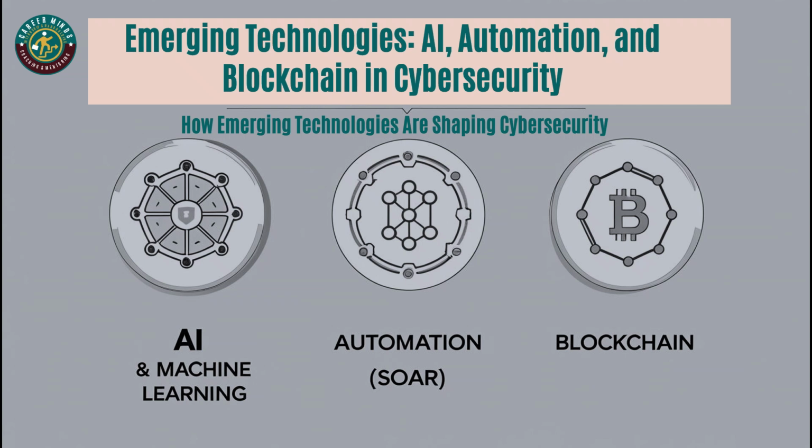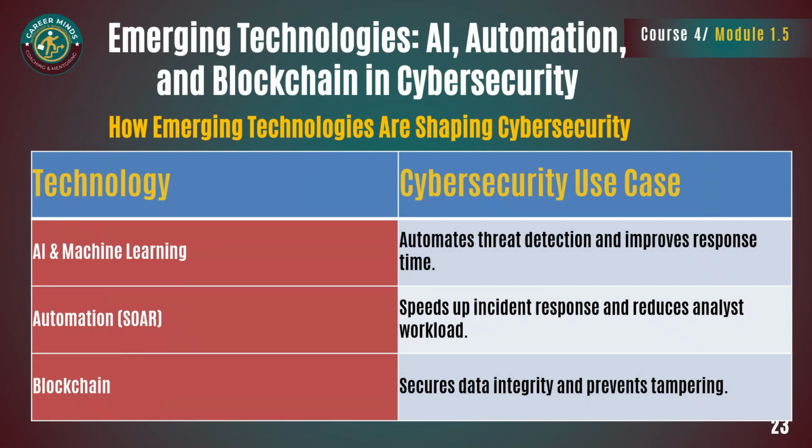Cybersecurity tools are fast evolving, and technologies like AI, automation, and even blockchain are changing how we defend our systems. How are emerging technologies shaping cybersecurity? Let's look at AI and machine learning first. They are used mostly to speed up threat detection by analyzing massive data sets. And then we have automation, where SOAR tools fall under. They're used to respond to incidents automatically to reduce workload. And then we have blockchain, which helps to protect data integrity and secure transactions.